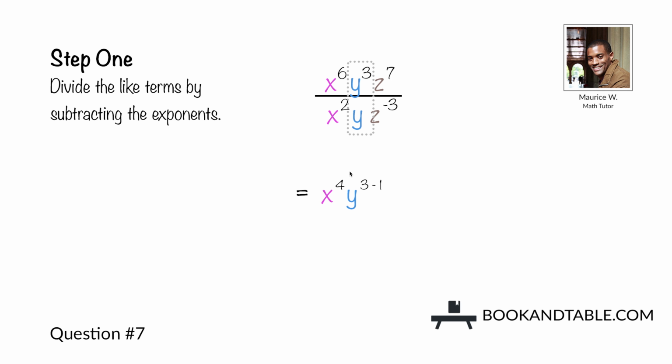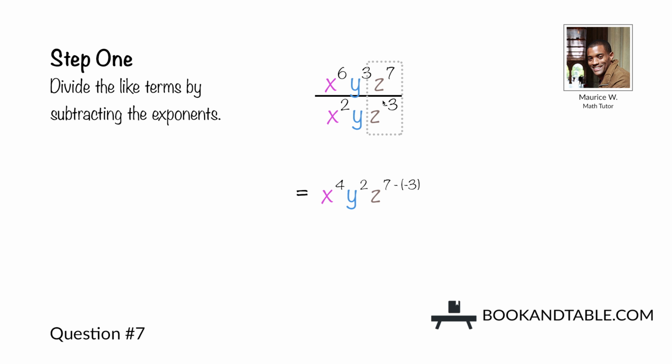And then we move on to our y variable. Y to a power of 3 divided by y. When the exponent is not shown, it means that it's positive 1. So 3 minus 1 would give us y squared.